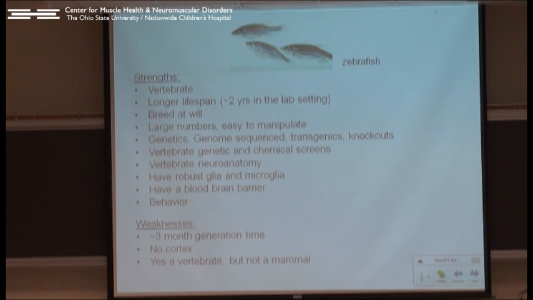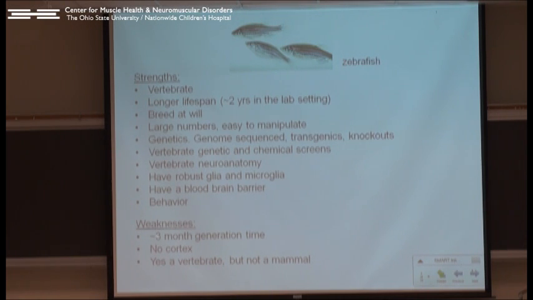They're a vertebrate, so you can do vertebrate genetic and chemical screens in zebrafish. Not as high throughput as invertebrates, but much higher throughput than mammals. They have vertebrate neuroanatomy, so they have a spinal cord. They don't have cortex, but they have a telencephalon, which is where the cortex is derived from. They have astroglia and microglia. They have a blood-brain barrier, and they also have behavior. And I should say, too, that the flies have a bit of behavior as well, but the behavior in zebrafish is getting more sophisticated.